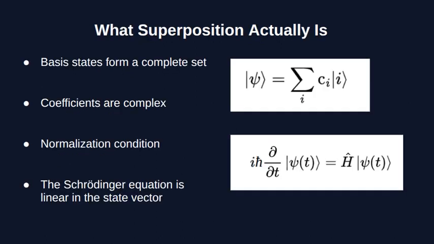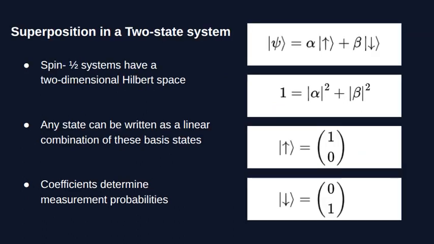Superposition comes directly from the mathematical structure of quantum mechanics. A general quantum state can be written as a sum of basis states, each multiplied by a complex coefficient. These coefficients determine the probabilities of different measurement outcomes, and they must satisfy a normalization condition so the total probability equals 1. The reason this works is that the Schrödinger equation is linear in the state vector. Because of this linearity, if two states are valid solutions, then any linear combination of them is also a valid state.